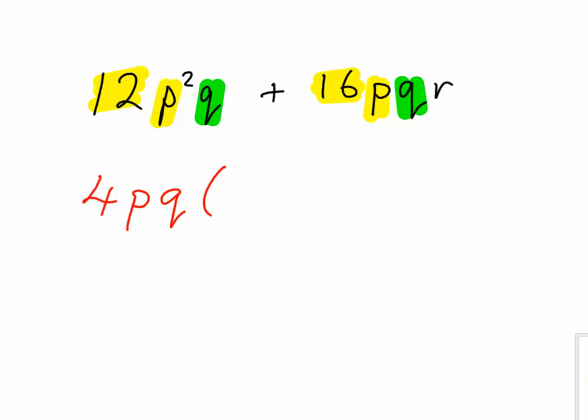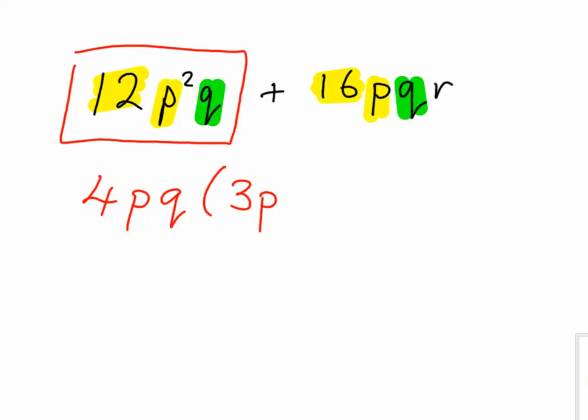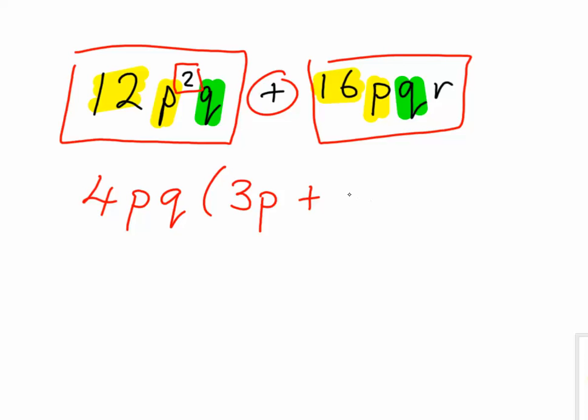So I've got 3 factors, a 4, a P and a Q. So how do I change a 4PQ into a 12P squared Q? Well, I've got to times by 3, and I've got to times by P again to get that P squared. I can now see a plus sign, and finally turning a 4PQ into a 16PQR, I'd times by 4 and I'd need to times by R, and there's my answer.